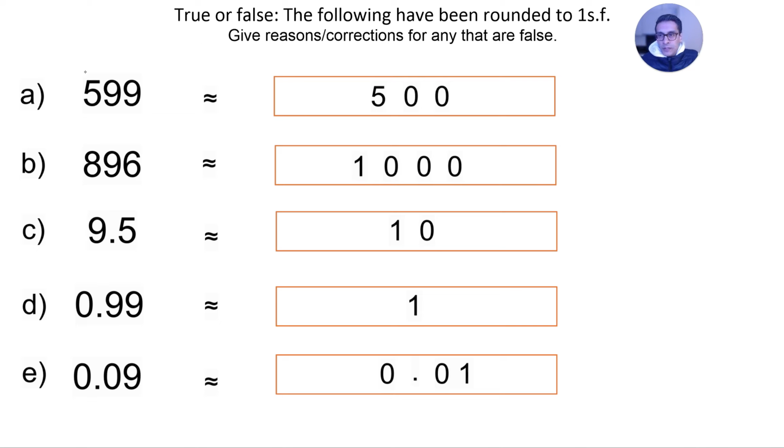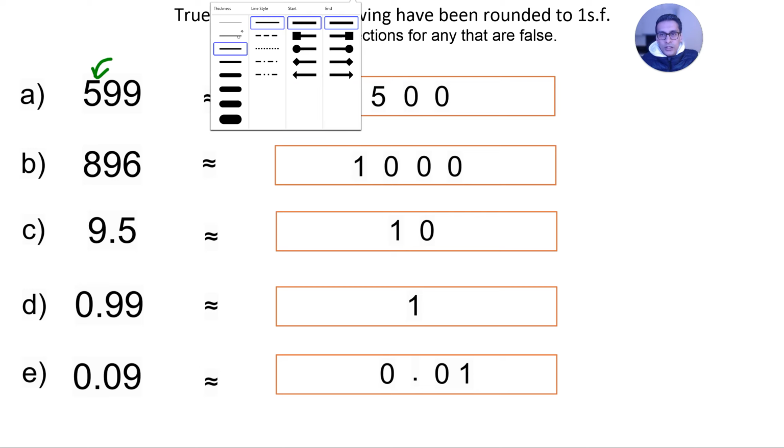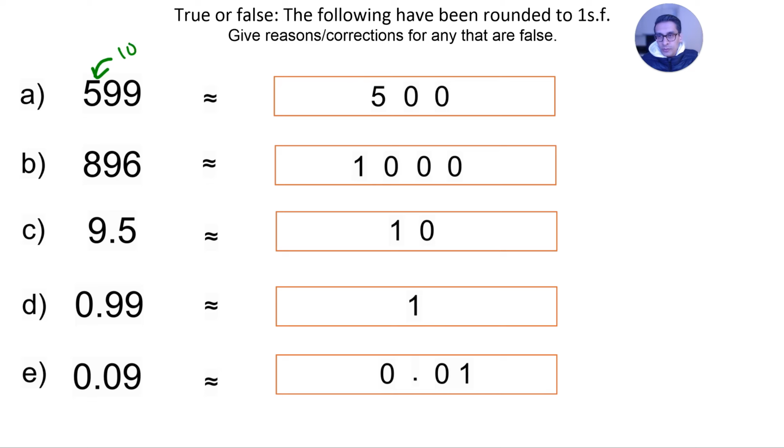So the first question, we look at the first significant figure, which is in the hundreds column. So we're rounding to the nearest 100. 599, that's very obvious that it's going to round up to 600. Again, the decider is a 9 there as well. So this is false. It should be 600. True or false?